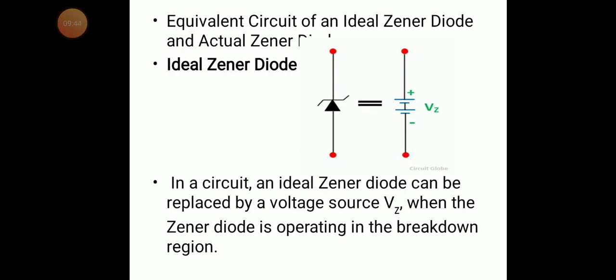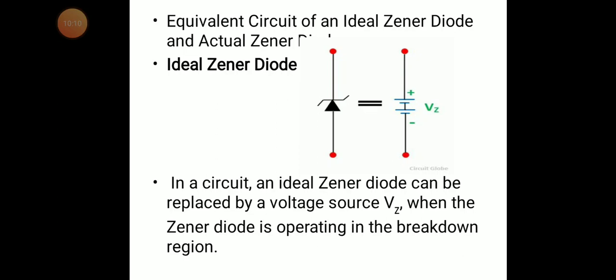Generally the Zener diode is used in reverse bias only. We don't use the forward bias. So that's why, whenever we are using the Zener diode in any circuit, the functioning of the Zener diode is nothing but the reverse bias functioning.